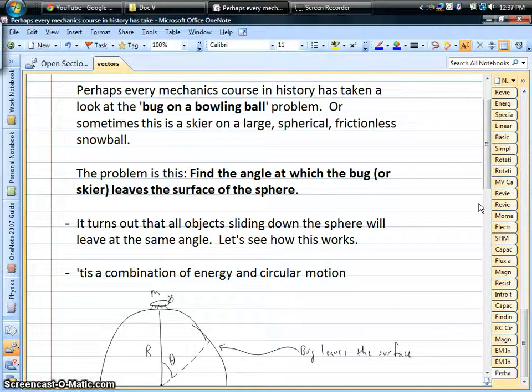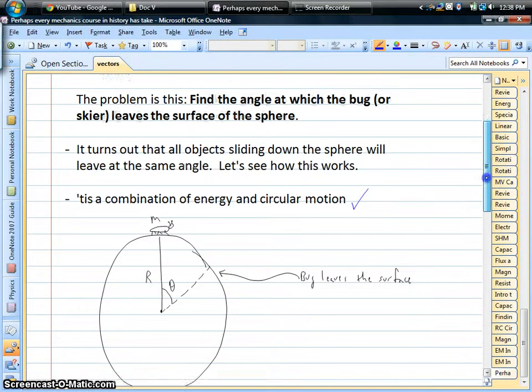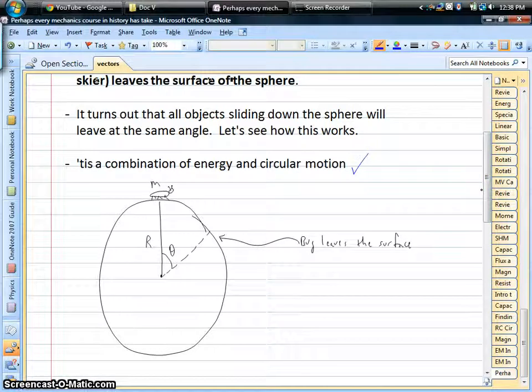You don't see this every day, obviously, but there's a lot of good mechanics, a lot of good physics here. And it's a nice combination of two key ideas: the conservation of energy and some circular motion, since you're on a sphere. So here's the general picture of what we're talking about. I'm sure you admire that little drawing of the bug up there. The bug is going to start to slip down the ball, and at some point it's going to leave the surface at a particular point. Our job is to figure out what angle it's going to slide down before it leaves the surface of the ball. Okay, so that's the problem.